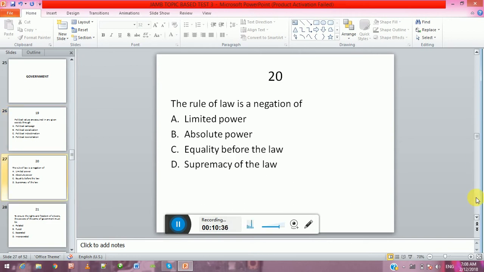The rule of law is a negation of A. Limited power, B. Absolute power, C. Equality before the law, D. Supremacy of the law.